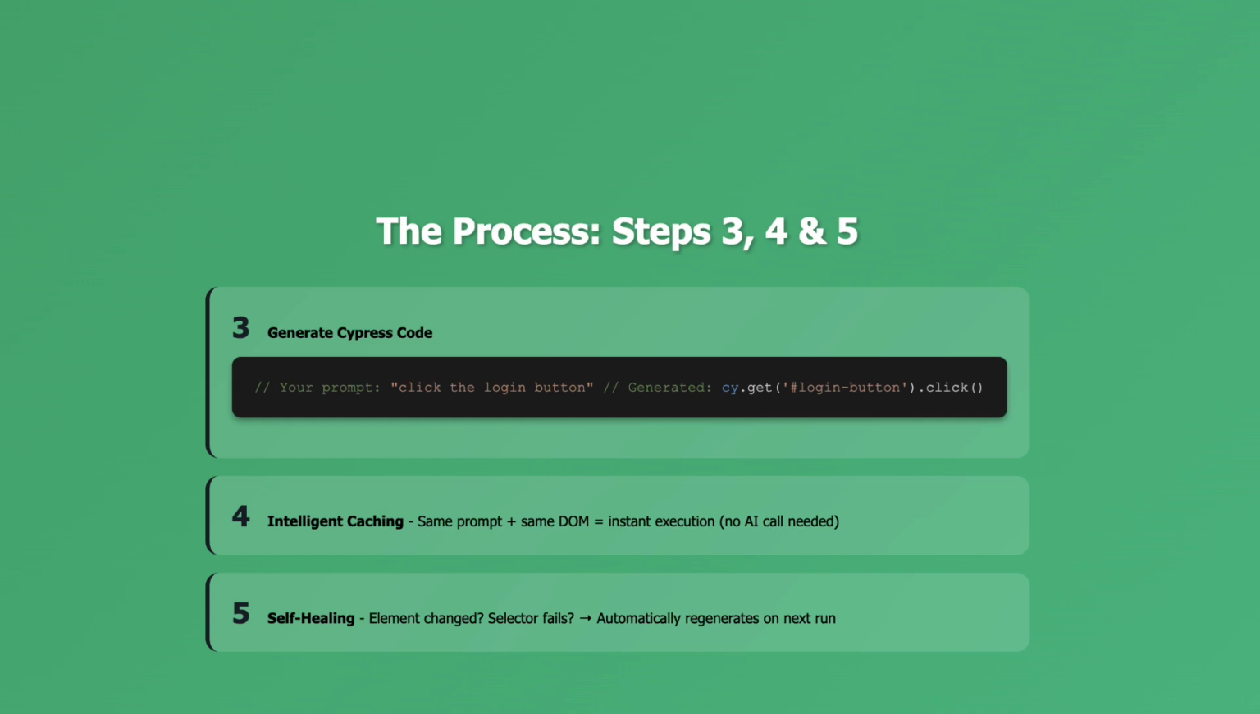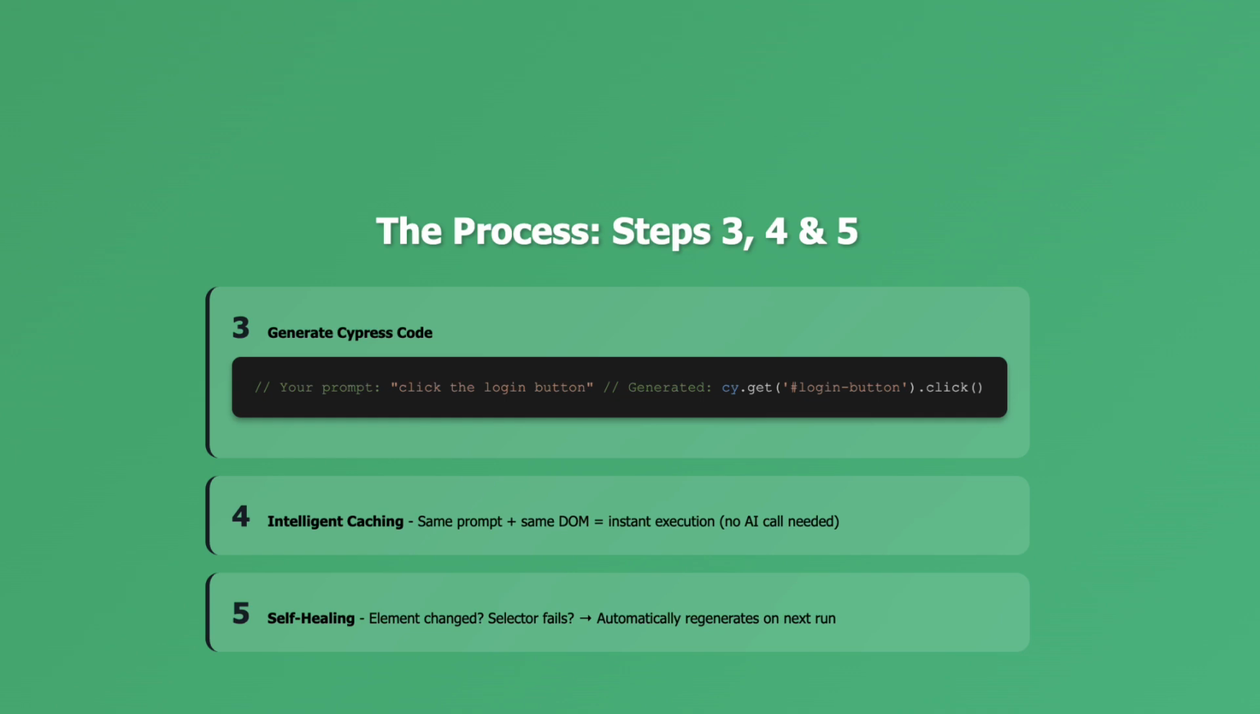The next step is intelligent caching. This is one of the highlights for performance. The generated code is cached. So this means when you rerun the same test, Cypress does not need to call the AI model unless your prompt changes or the DOM structure changes significantly. This makes subsequent tests run much faster. So this is super helpful, very important, and a game-changing feature over here.